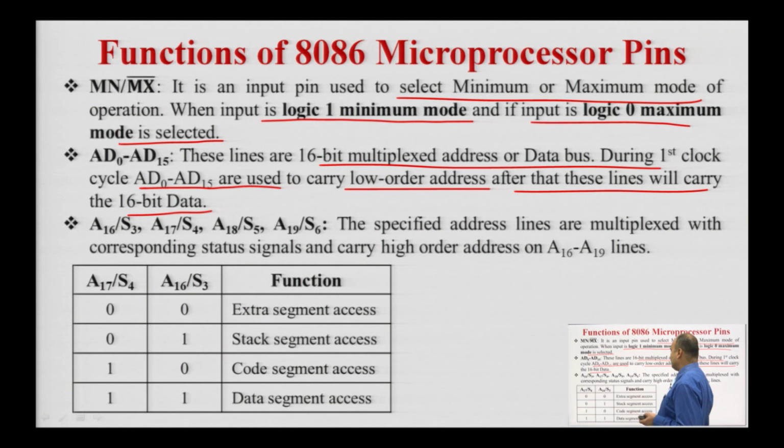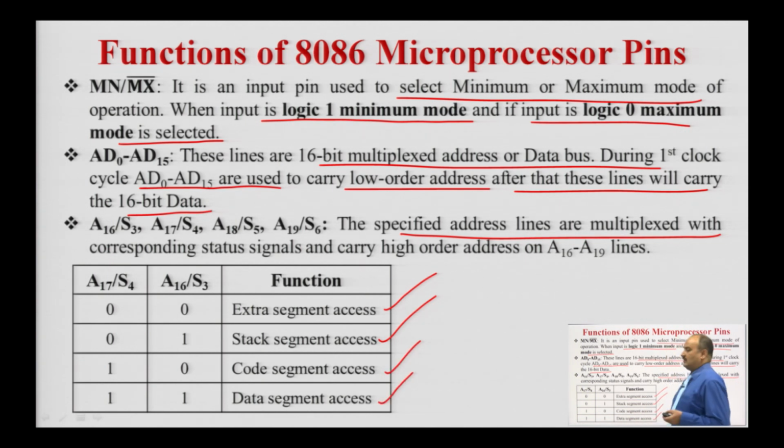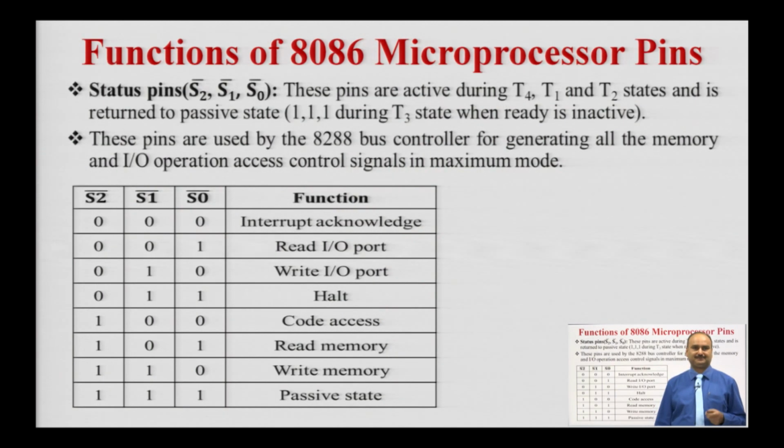The high order address lines are multiplexed with the status signals. Here the high order address lines are A16 to A19. The specified address lines are multiplexed with the status signal. So, this is the function of these address lines and the status signal. When these lines are 00, the extra segment area of the memory can be accessed, 01 the stack segment area of the memory can be accessed, 10 the code segment area, and 11 the data segment area of the memory can be accessed. So, this is the purpose of this particular pin.